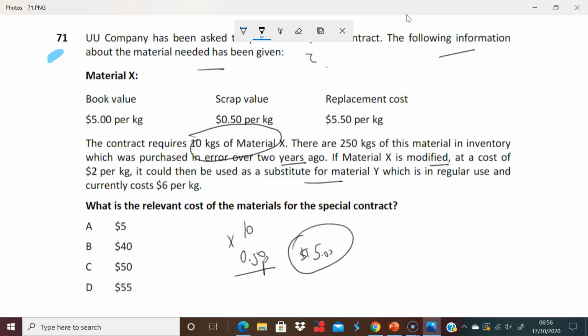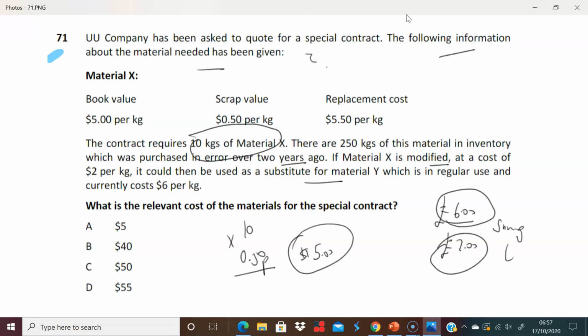Or it says that there's the potential to modify this and it can be used. So instead of us going out there and spending £6, we could do a modification where we spend £2 per kilogram. So we still have the kilogram that we need to make this material Y, and in effect we would have spent £2 instead of £6, thereby saving £4. So the relevant cost becomes £4.